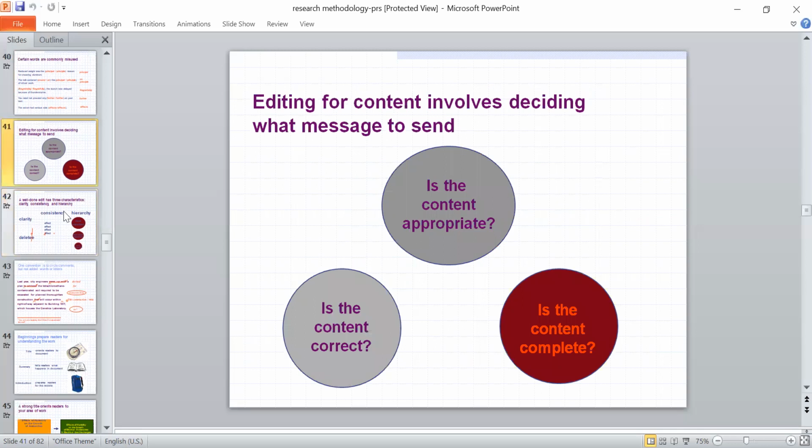Editing is another process. Editing for content involves deciding what message you are going to give to the journal or society, and it should be in a very clear manner. Even simple work should be clear. Don't confuse the editors and reviewers.